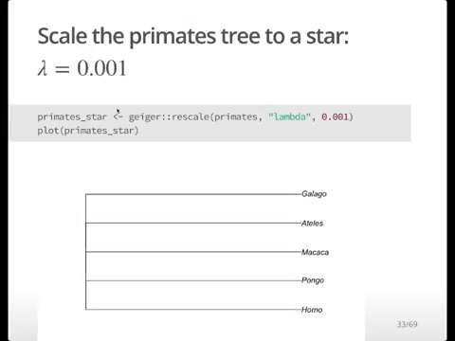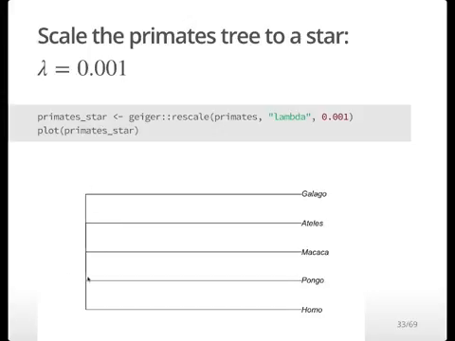Remember what lambda does: it has a measure of how much the variation at the tips matches what you would expect under a Brownian motion model. But it's also a way that we can rescale. We can basically grab the branches and slide them around. And if we rescale it to a very small value of lambda, we basically grab all the tips and slide them down. So essentially, there are very, very short branch lengths in here.